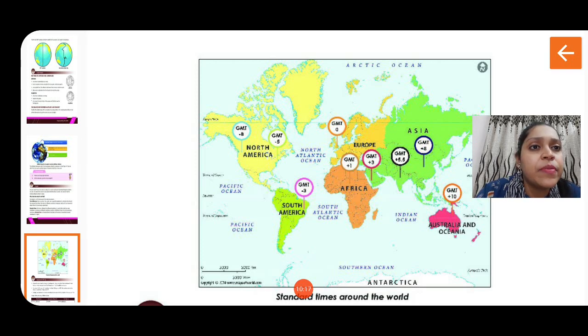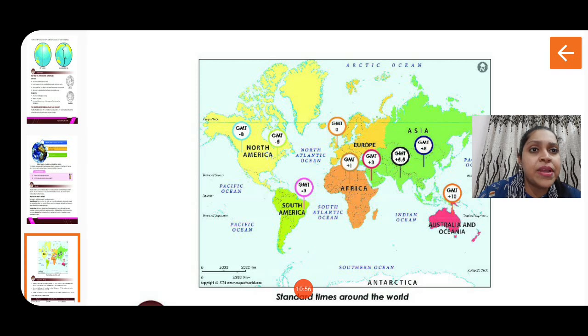What is the time of India? Suppose it's 12 o'clock at night in Greenwich. For India, you can see GMT plus 5.5 hours is shown. That means India will be 5.5 hours ahead of Greenwich Mean Time. Plus means ahead. So if it's 12 o'clock at night in Greenwich, then India will be 5.5 hours ahead, that means 5:30 a.m. in the morning.